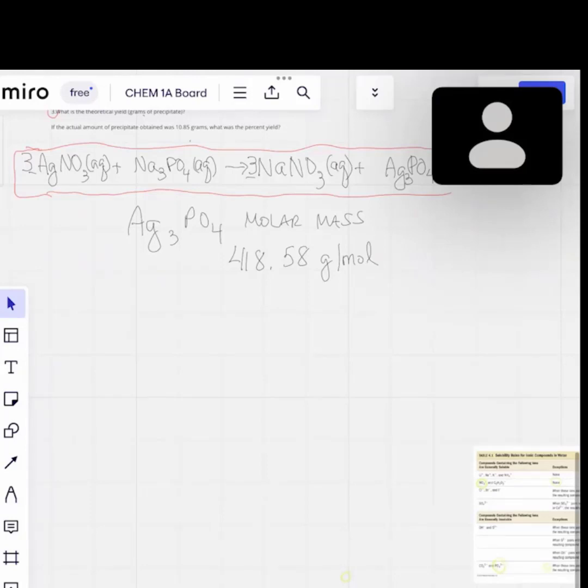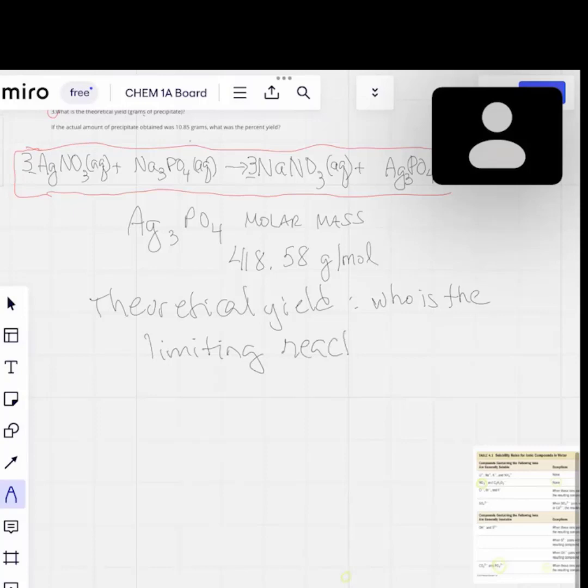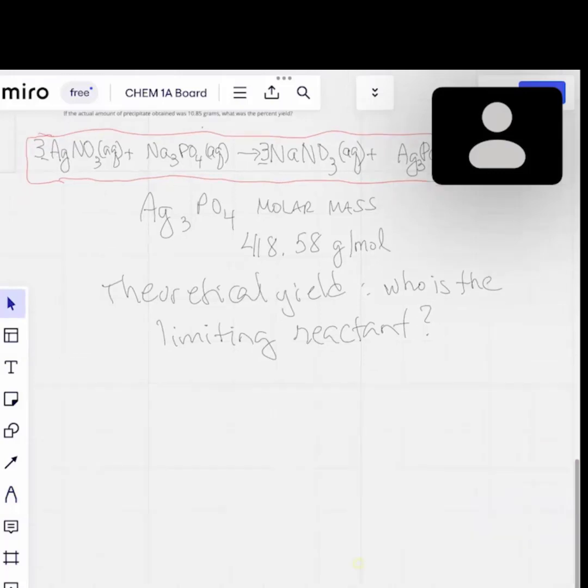So when we talk about theoretical yield, one thing that we had to take into account is that each one of these reactants would be capable of giving a particular yield. So when we are talking about the theoretical yield, one thing you're going to have to figure out is who is the limiting reactant, right? And we do that by calculating what would be the yield from each reactant present in the amount that they are present.